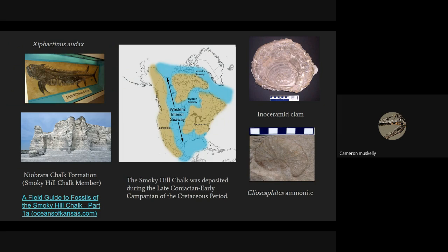And we see a variety of different types of marine fossils that are found there. Things including plesiosaurs, mosasaurs, a wide variety of invertebrates like inoceramid clams and ammonites. And we see a large deposition of chalk and mud being deposited in these ancient seas.